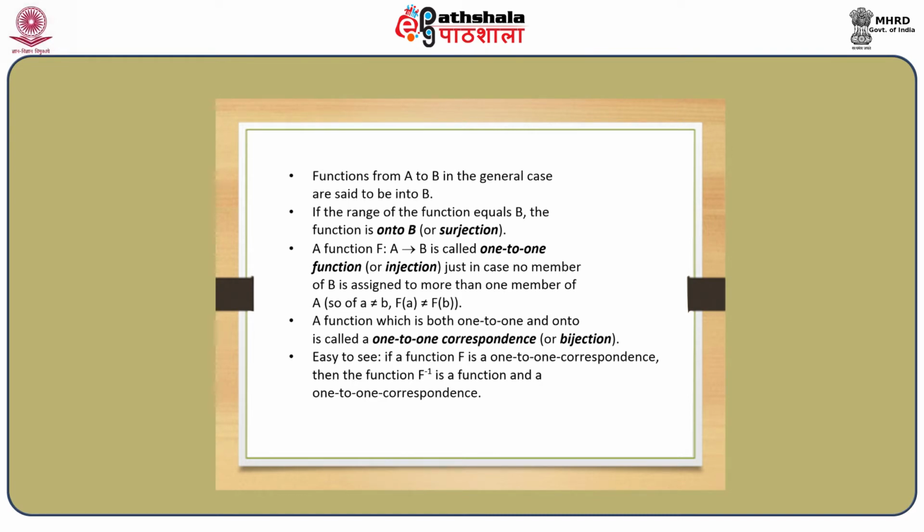A function f from A to B is called a one-to-one function or injection, just in case no member of B is assigned to more than one member of A. So if a is not equal to b, f of a is not equal to f of b. A function which is both one-to-one and onto is called a one-to-one correspondence or bijection. It is easy to see that if a function f is a one-to-one correspondence, then the inverse of f is a function and a one-to-one correspondence.